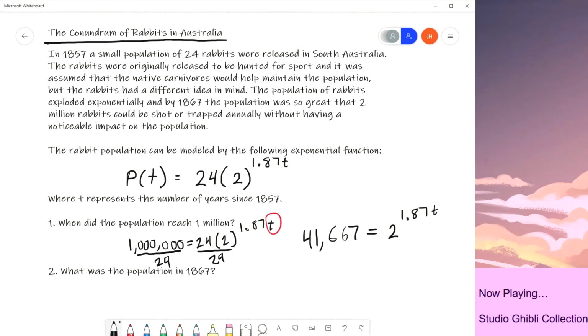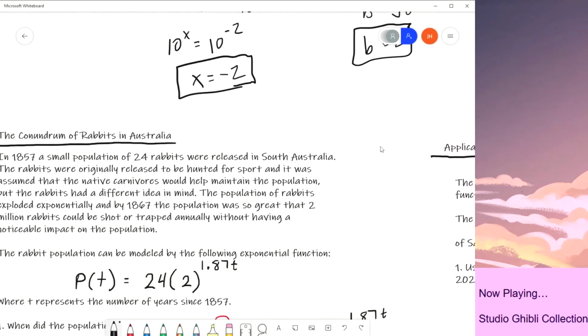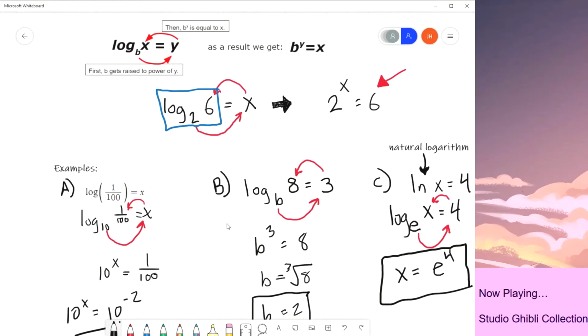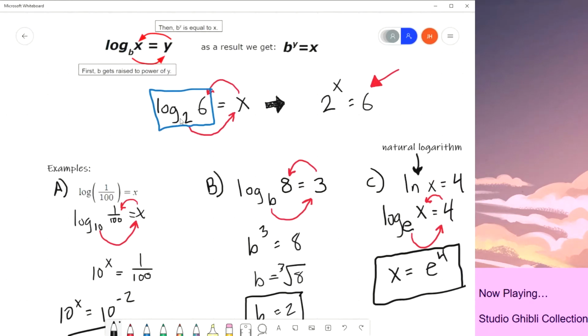Now, if you guys remember, up here, we had seen that the way that it works is that the base of the log is the same as the base of the exponential. The power on the log is what it should end up being equal to. And the result of the power, the result of this exponential, is the input of the log.